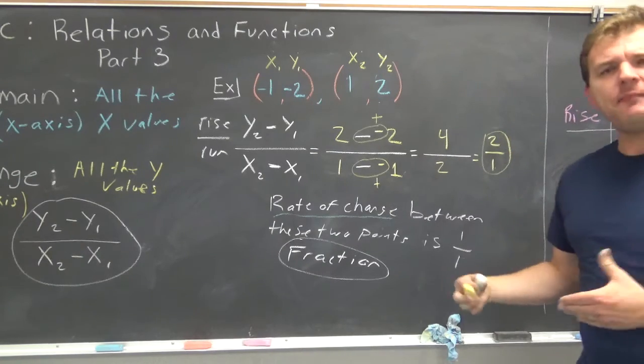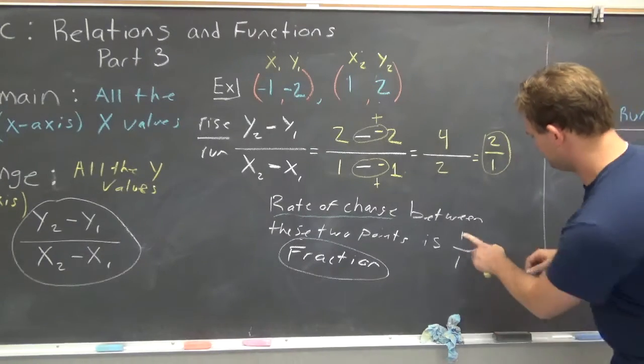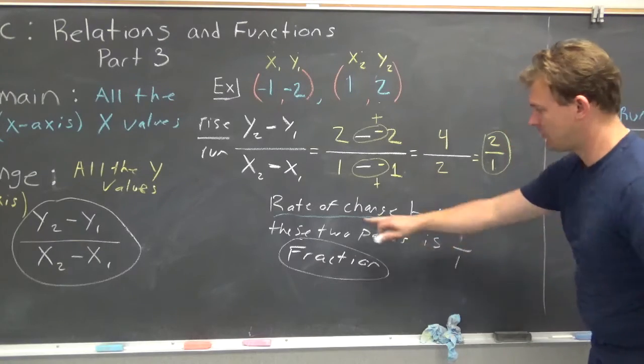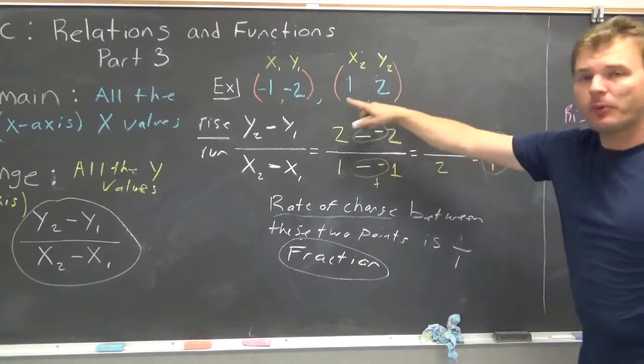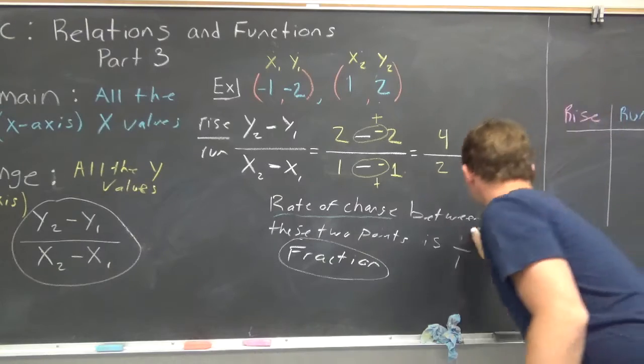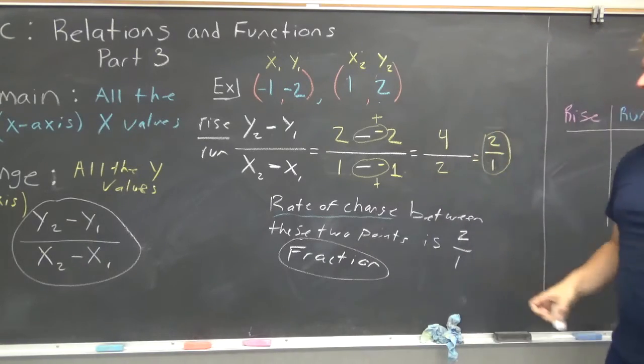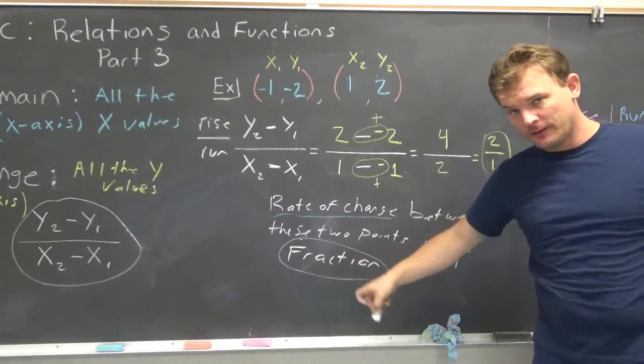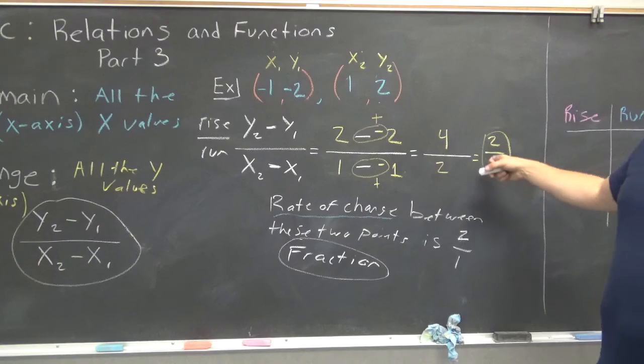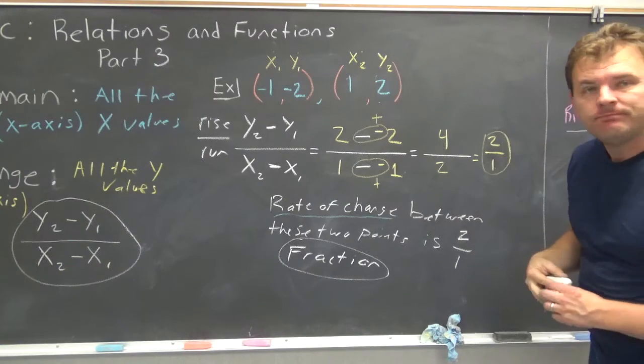So this is 2. Well, what does that mean? The rate of change between these 2 points should be 2 over 1. Okay, make sure you change that. And it's always a fraction. Now, what does this 2 over 1 mean?